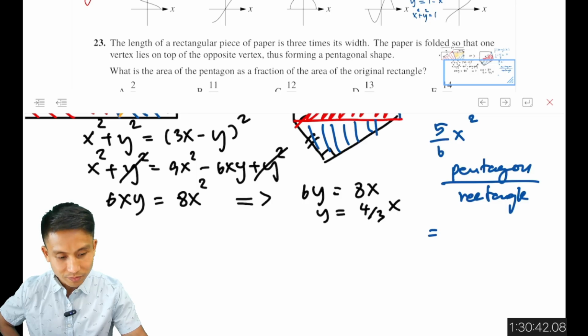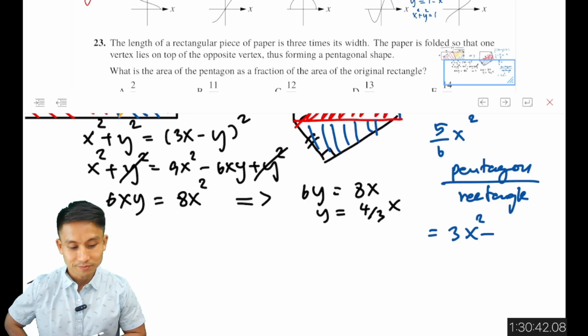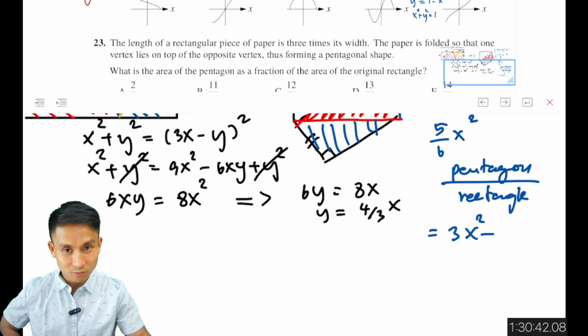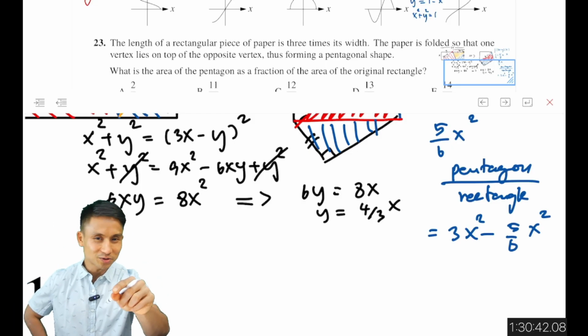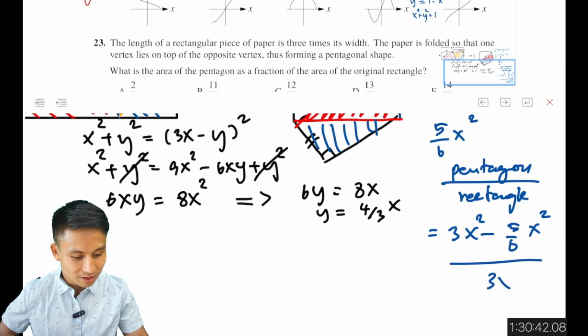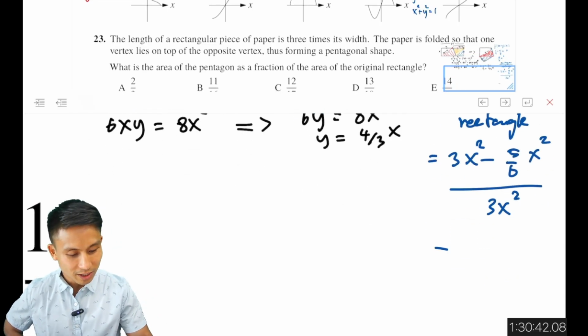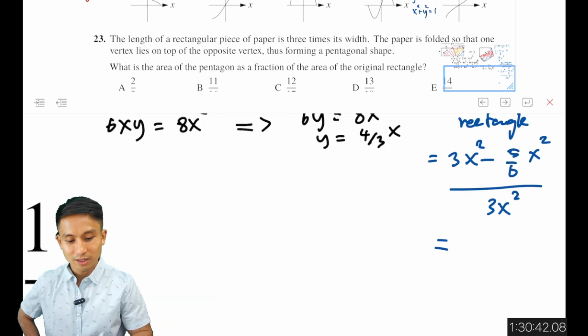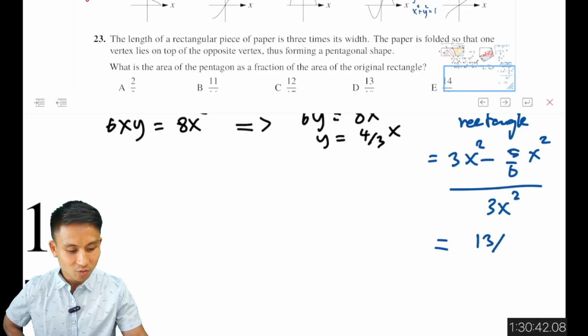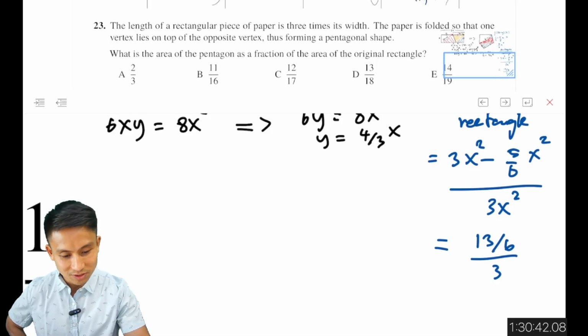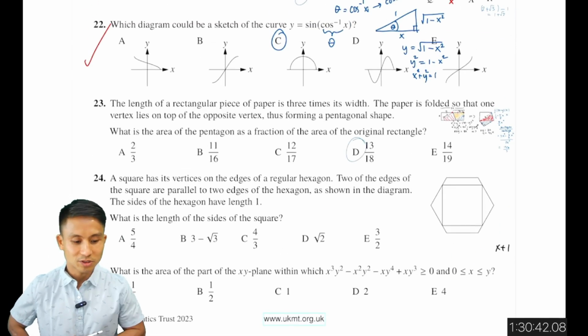The pentagon would be the area of the rectangle, which is x times 3x, which is 3x squared, minus the shaded part we already found, 5 over 6 x squared. That's where I went wrong there, because I got something else, if you remember. Divided by the rectangle. So x squared cancels, and we have 18 minus 5, so that's 13 over 6 divided by 3. So that would be 13 divided by 18, which is choice D here. So D is the answer there.